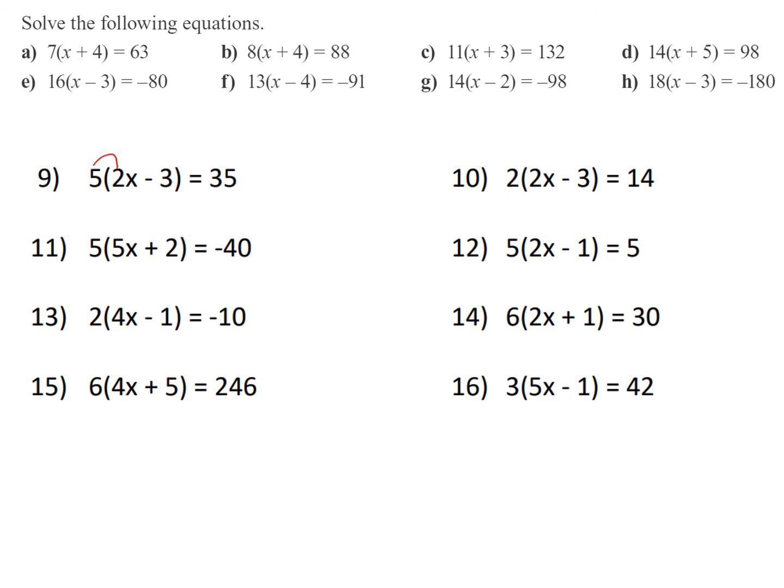So 5 times 2x is 10x, and 5 times minus 3 is minus 15 equals 35. Now solving, we add 15 to both sides, and you end up with 10x equals 50. Then we divide by 10. So 10x equals 50, now divide by 10, and x equals 5. The rest of the answers are on the next page.